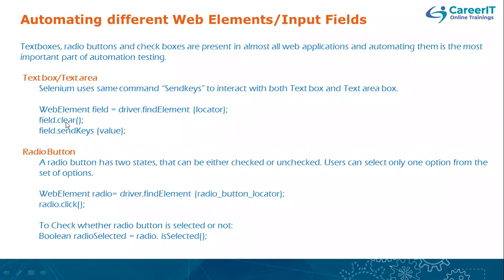The clear method is basically to clean up any text which is already there in the text box. Suppose the text box has some pre-text. If you want to clear that, you can simply call the method called clear. If you want to enter some new text into the text box, then there is a method called sendKeys. Okay. So these two methods are basically for automating text boxes or text areas, guys.